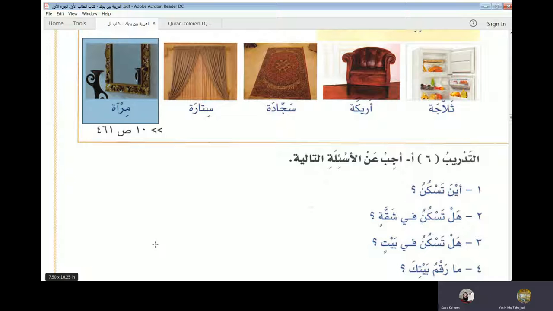Okay, so it's uridu mir'atan min fadlik. Yes, uridu miratan min fadlik. Then what will the second person say in reply? Yes, good. Mir'atun, good. Jamilatun. Yes, good.